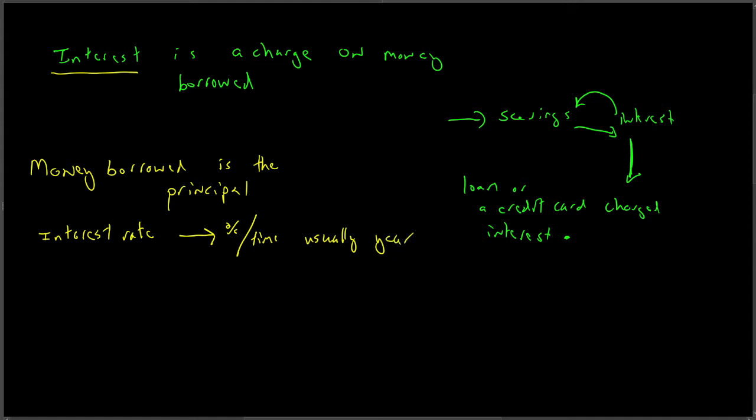And so we have a couple different ways of computing interest. The first is simple interest. And so simple interest is the interest is going to equal the principal times the rate times how much time has passed. And so generally this is per year. And so time has to be measured in years.